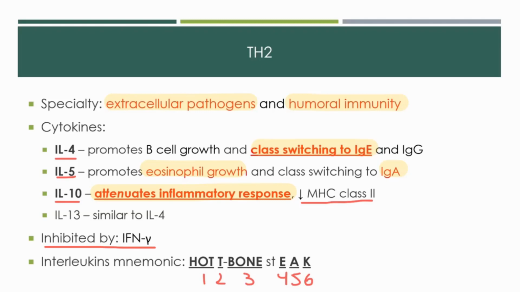And other high-yield ones to know are IL-8, which recruits neutrophils, and neutrophils eat stuff, so maybe eat 8, I don't know. And also IL-10, which we just saw as an anti-inflammatory cytokine and attenuates the response.